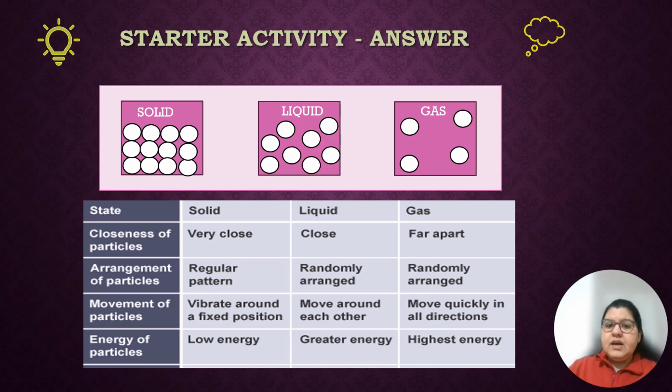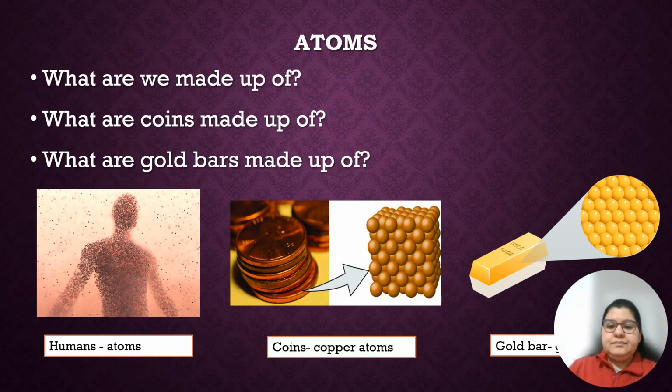Okay, let's move on now to the topic of today, atoms. So, what are we all made up of? What are the coins in your pockets that you're carrying made up of? What about the gold bars that you see in the shop, or the jewelry or the bracelets that you're wearing, or the metallic pens that you have? These are all substances made up of atoms. Humans are made up of atoms.